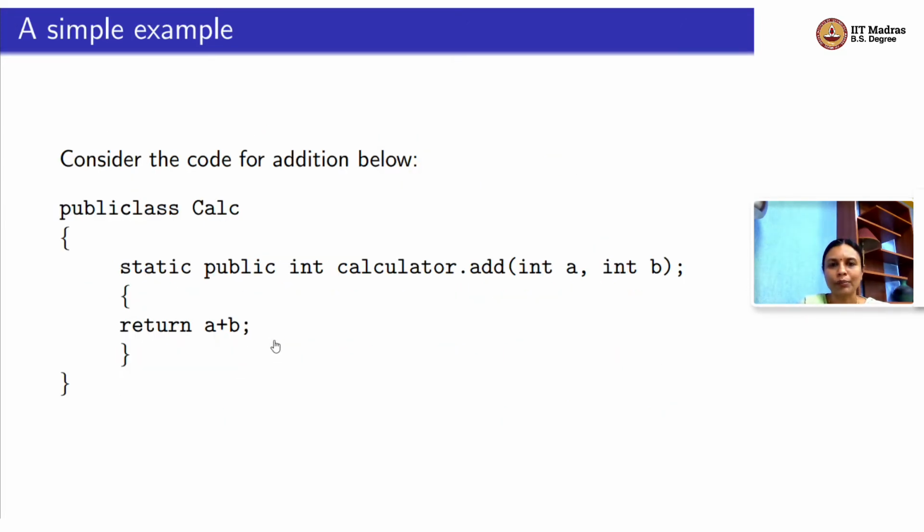Here's a small toy example, as I told you just a little while ago. Suppose we've written this calculator program which has a method for addition, and it takes two integers and returns the sum. So this is the program. How do I write a test case in JUnit for this?